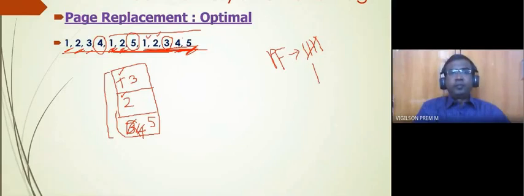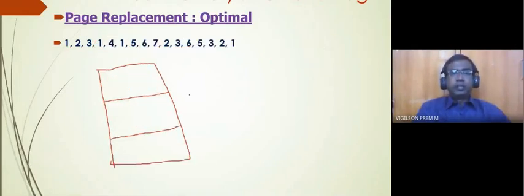Then 4. Again, 5 is going to be used. You can replace it with 4. The total number of page faults is 7. I hope you understand. Okay. Replace a page which is not going to be used for a long time. Able to understand?